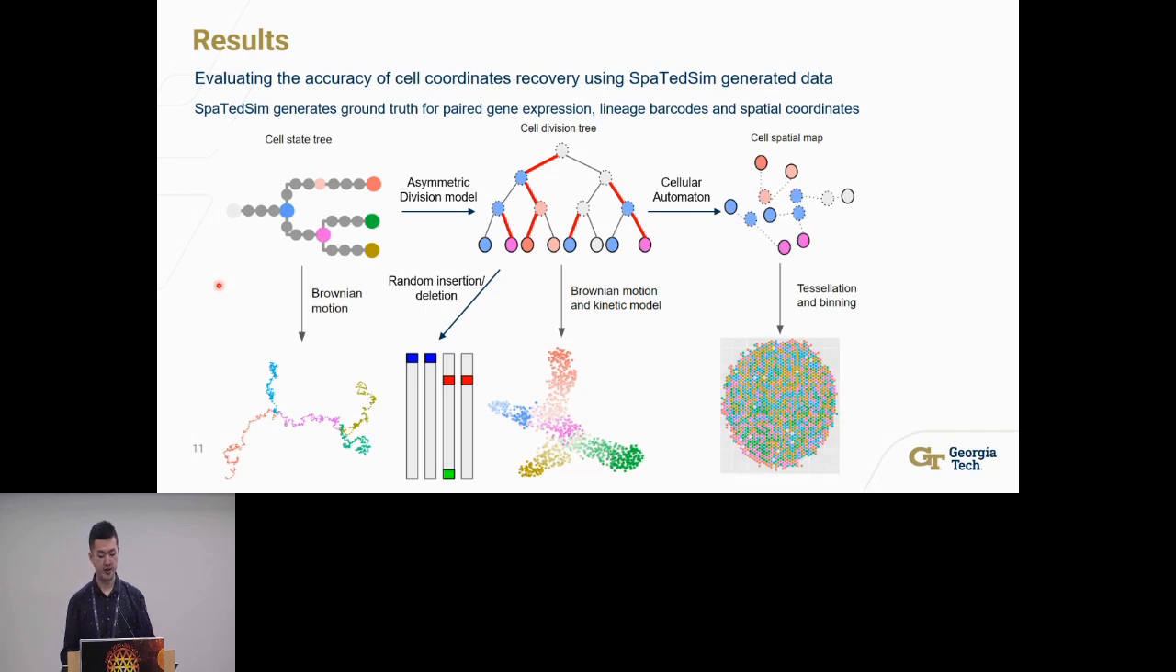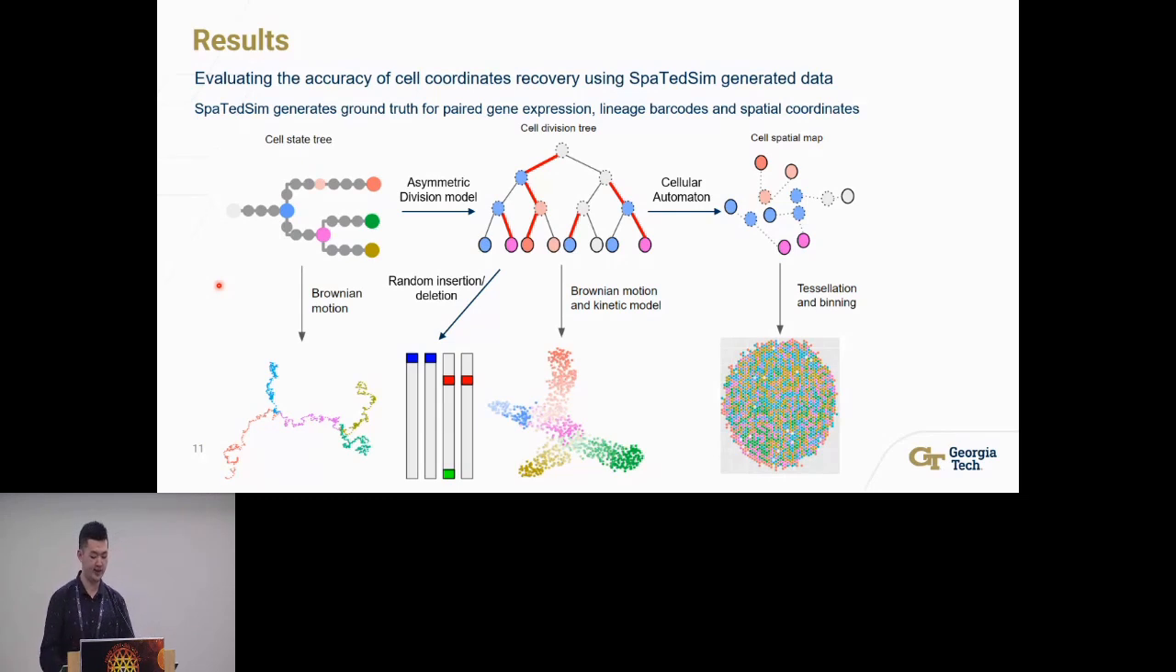So from this lineage tree, we want to further model the spatial data. I developed the cellular automata model to try to embed the cell division tree and the cell asymmetric division and migration events in 2D. In this way, we are able to get a spatial map at a single cell resolution. To get spot level data, we can perform tessellation and bin the expression in each voxel.